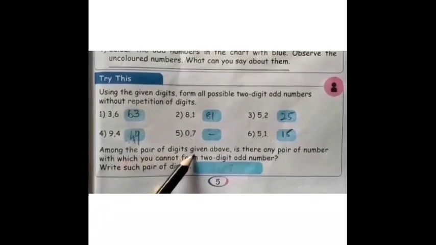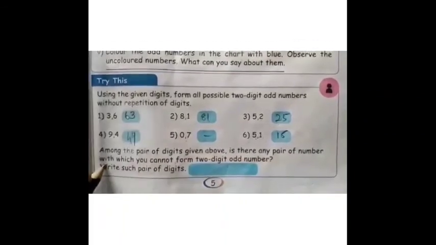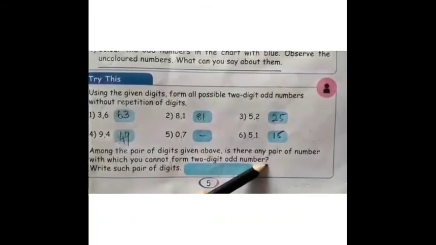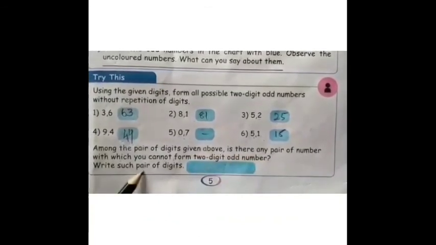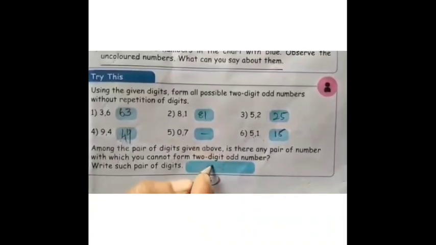Among the pair of digits given above, is there any pair of numbers with which you cannot form 2-digit odd number? Write such pair of digits. 0, 7.